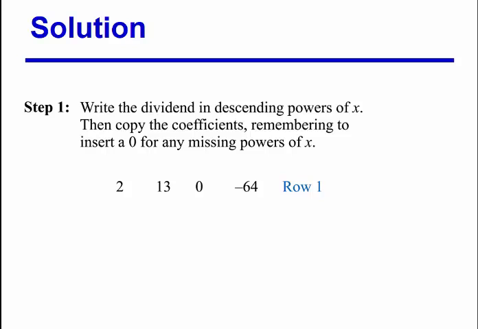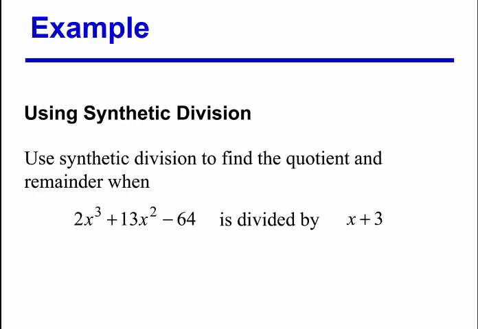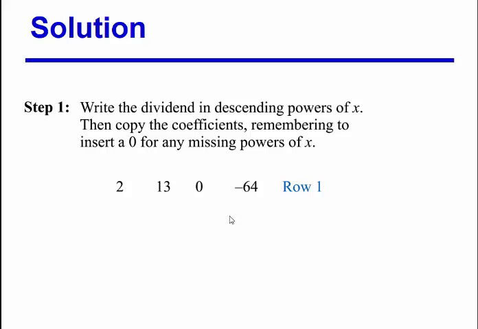So what we do is we write the dividend in descending orders of x, and then we copy the coefficients, remembering to insert a 0 for any missing powers of x. So let me go back here. Here you can see that we have an x to the third, x to the second power, and we're missing an x. That's what we mean by when you write them in descending order, you can't skip anything. So there should be a 3, a 2, a 1, and then the 64 is actually 64 times x to the 0 power. And you can see that this is our first row, and here's our to the third power, second power, first power, and then our 0 power, if you will.